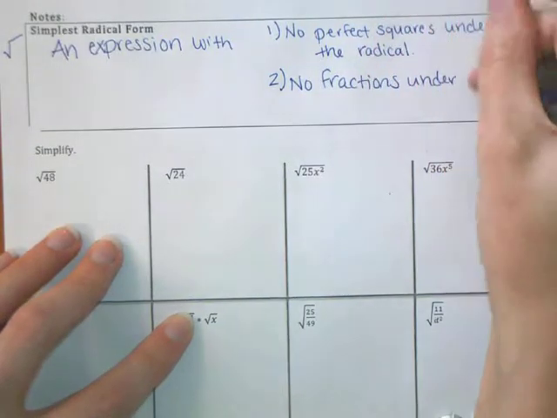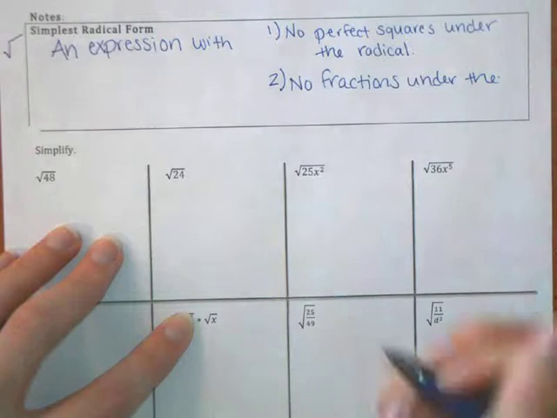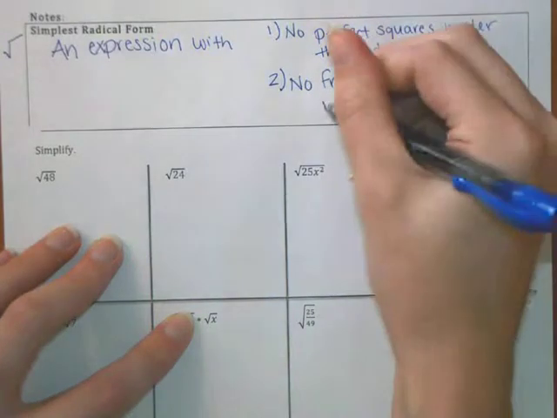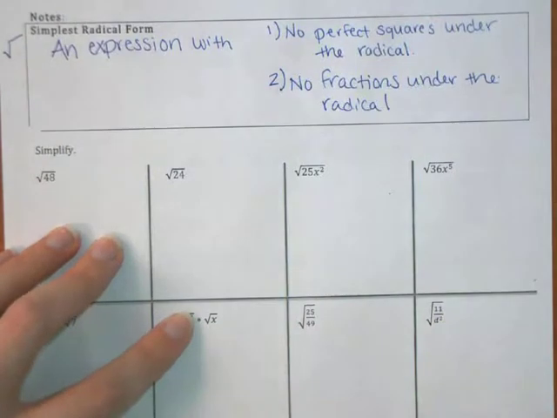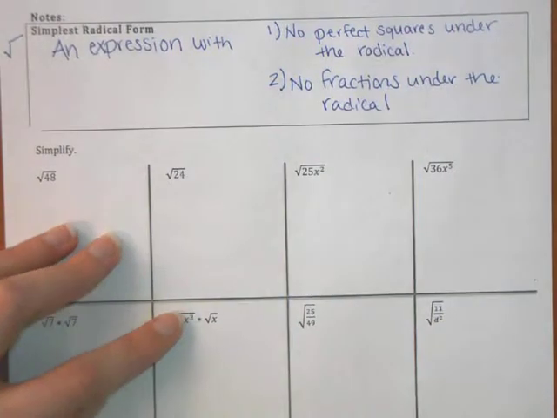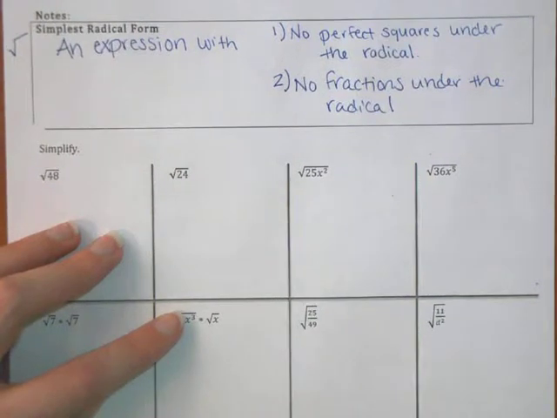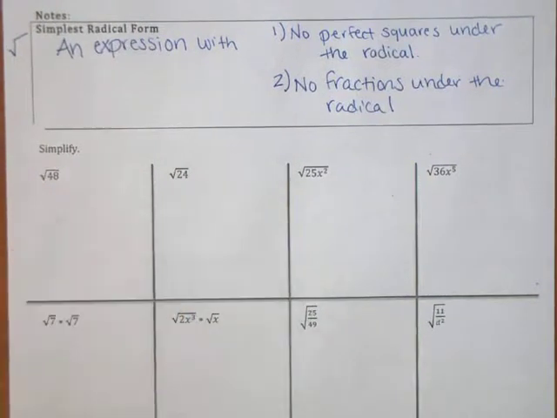Wait, does that mean we'll have to do a factor thing? It does not. Just means we don't want any fractions under the radical. Okay, so something that is written in simplest radical form has no perfect squares under the radical and no fractions under the radical. What is a perfect square? A square with the same number of stuff on each side, like 1 times 1, 2 times 2.